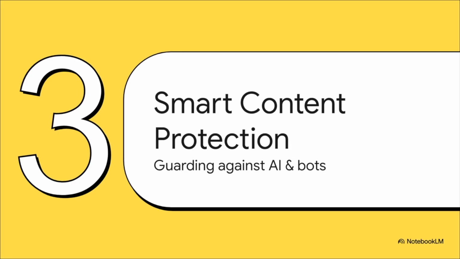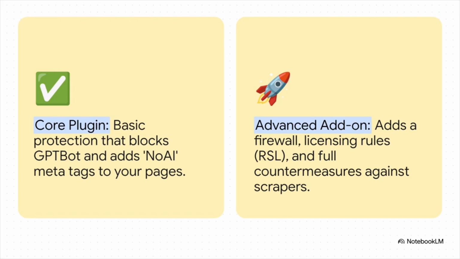All right, next up, let's talk about a very modern concern, content protection. Because these days, it's not just about guarding your site from human visitors, we also have to think about automated bots and AI scrapers. And this is pretty cool. The core plugin actually comes with basic AI protection built right in. It automatically blocks major AI crawlers like GPTbot and adds no AI tags to your pages. Think of it as a digital no trespassing sign.